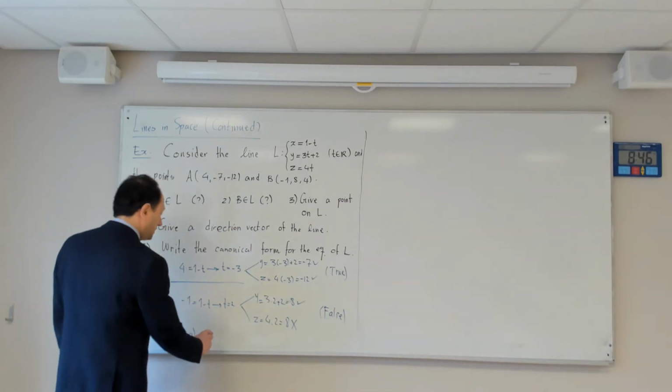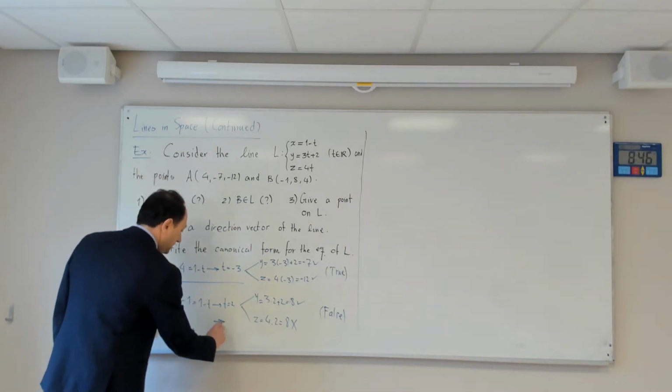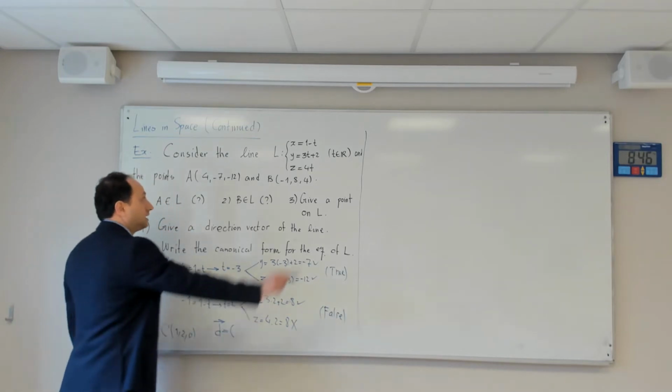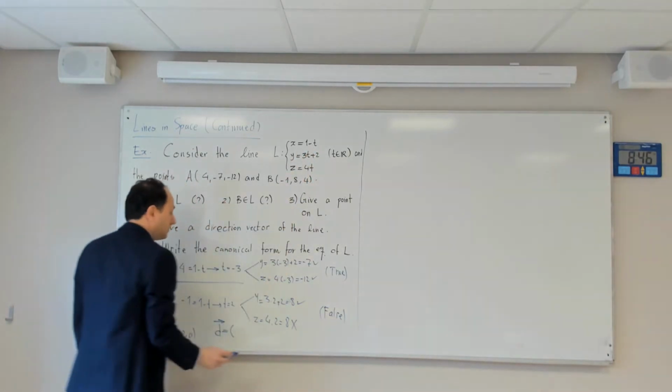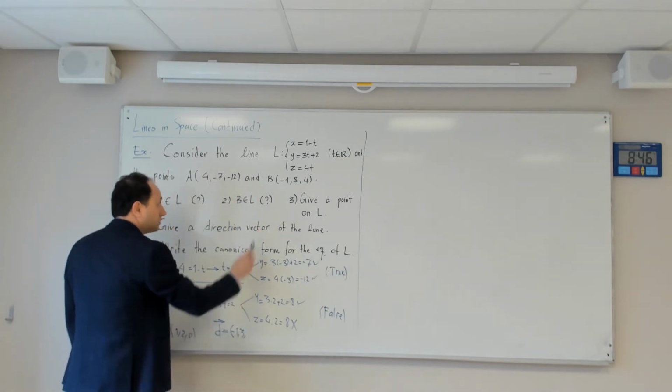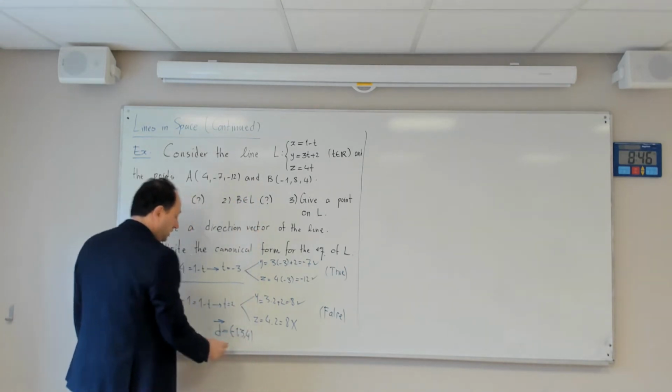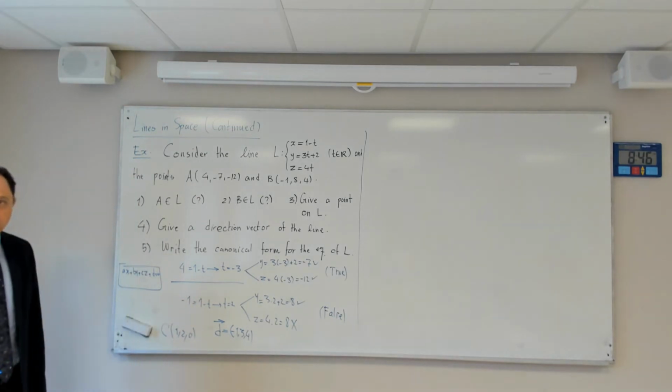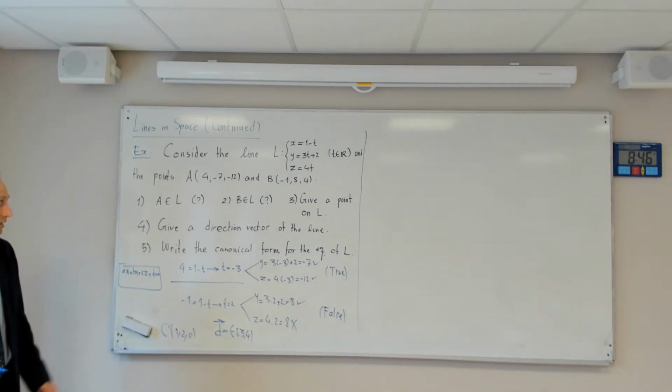So I would say that, okay, I can call the direction vector d, and then I would write the coefficient of t here is minus 1, the coefficient of t there is 3, and the coefficient of t there is 4. So this is one of the vectors that is parallel to my line, and that's one direction vector.